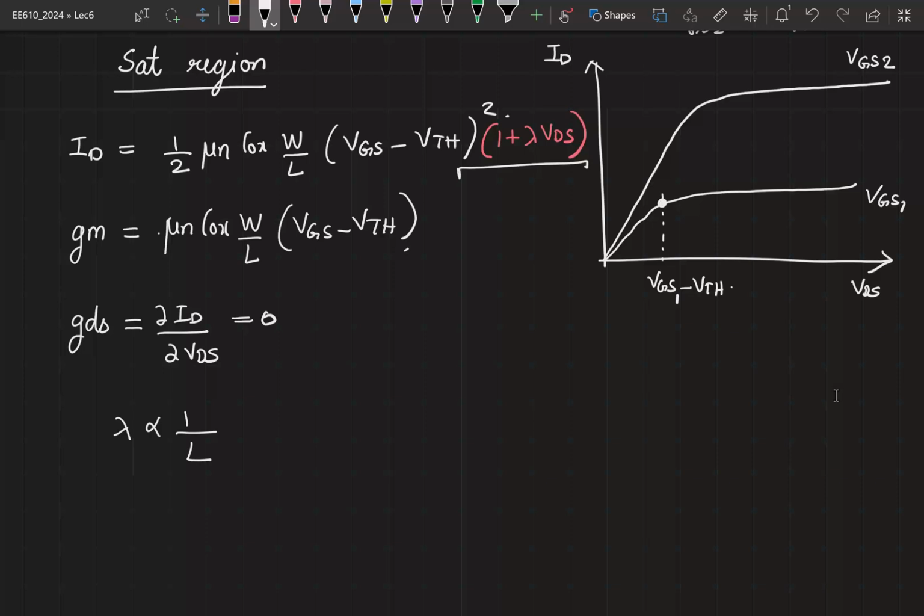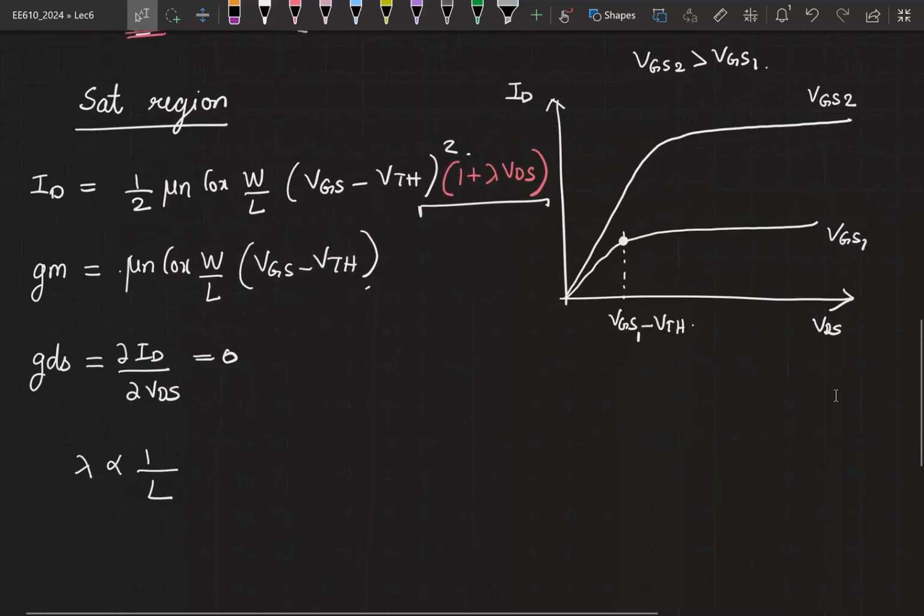Okay. Now, if you have ID equal to half mu n COX W by L (VGS minus VTH) the whole square into 1 plus lambda VDS, what change do you expect to see in the ID versus VDS curve? So during the saturation region, instead of it being a flat curve, you'll see that this will increase slightly. Do you think there will be a discontinuity at this point? Based on the equations that you have now, there will be a discontinuity, right? At this point, the value will start slightly higher, and then you will see a slope like this.